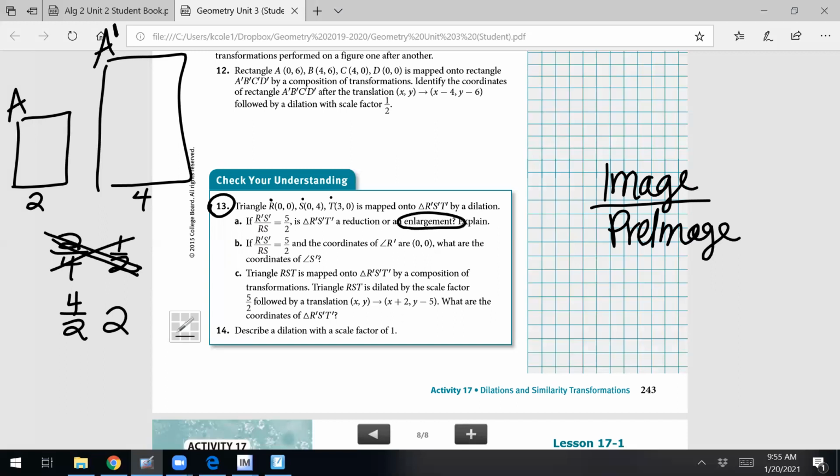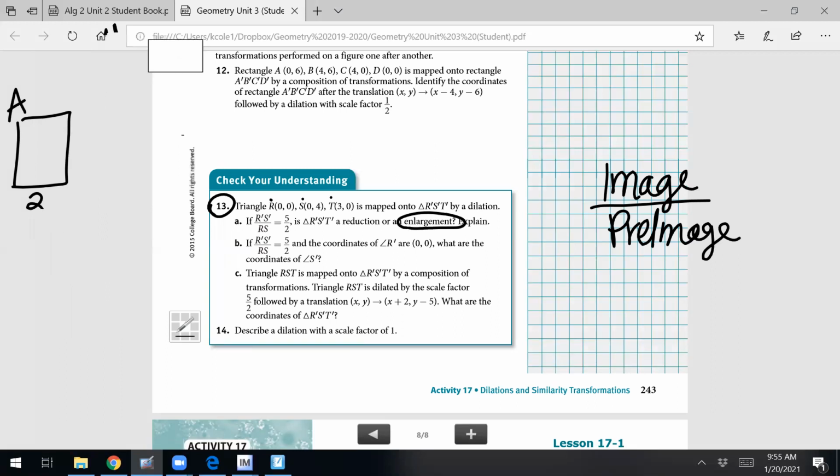Anything that is greater than 1 is going to be an enlargement. So 5 over 2 is 2.5. Well, 2.5 is greater than 1. It is an enlargement, okay? Now, this is where I messed up yesterday. So it says here, this is 5 over 2, the scale factor, and R prime is at 0, 0. Well, R was originally at 0, 0.